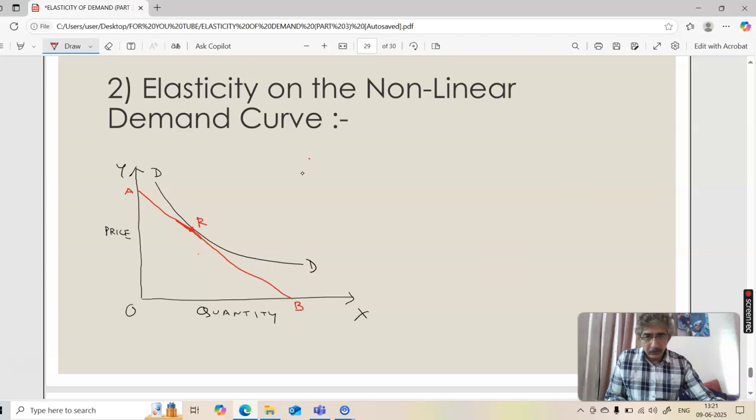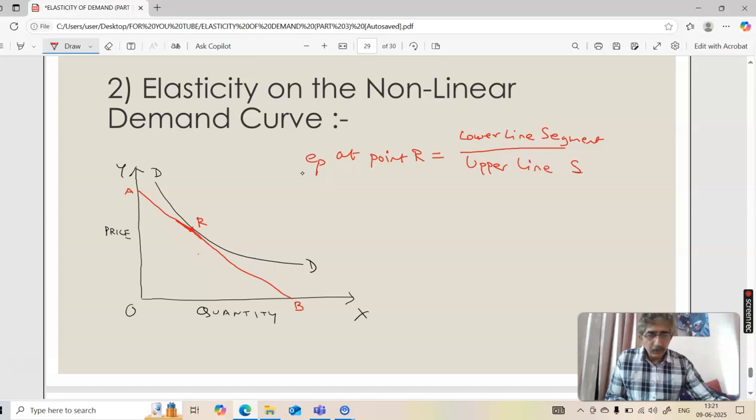Now, price elasticity, the symbol for which is EP, at point R can be calculated by using the formula which I mentioned earlier. Same formula which you use for a straight line, for a linear demand curve: lower line segment upon upper line segment.